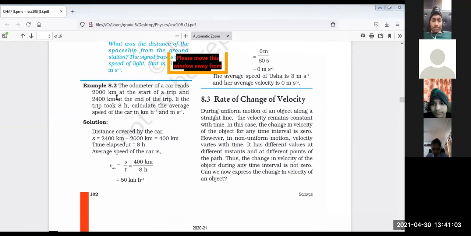The odometer of the car reads 2000 km at the start of the trip and 2400 km at the end of the trip. Odometer is the device fitted to tell the distance the car has covered. So at the start of the trip, the odometer showed 2000. At the end of the trip, it is 2400. If the trip took 8 hours, calculate the average speed in kilometer per hour and in meter per second.